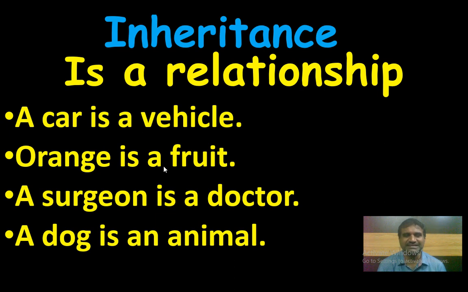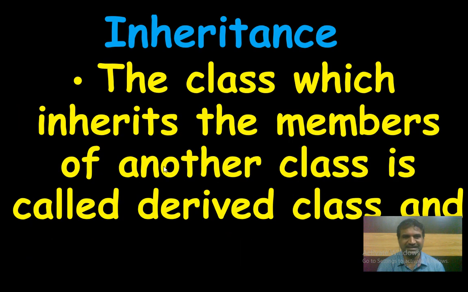or superclasses. Whereas the car, orange, surgeon, dog are subclasses or derived classes, which will derive the features from base classes and also add some additional features. So these are the simple examples which illustrate inheritance.